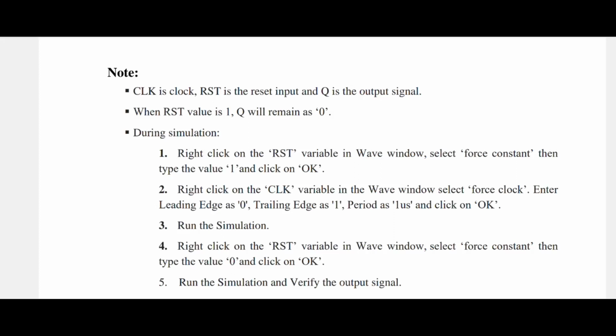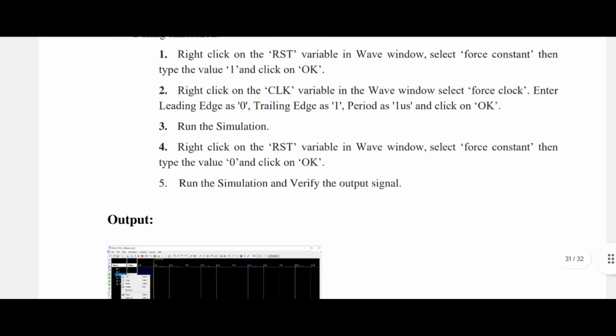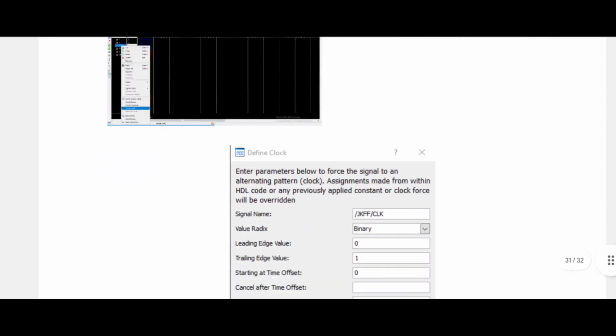Next, right click on the RST variable in the wave window, select force constant and type the value as 0 and click OK. Now run the simulation and verify the output signal. Here it is.